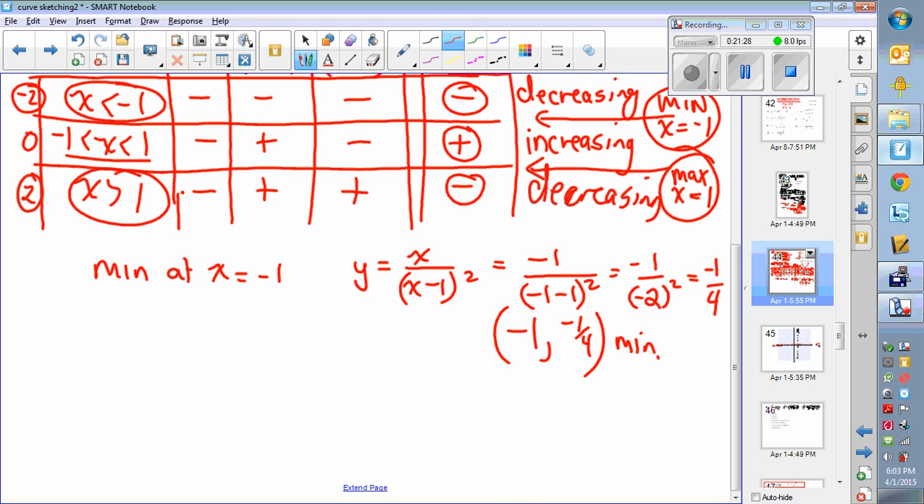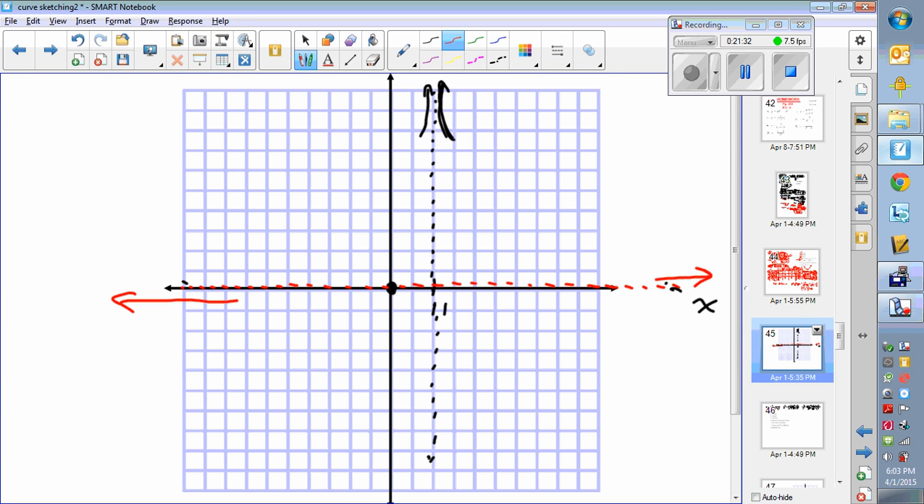So we found a point, let's put it in the graph. It's exciting stuff. At -1, -1/4, you got yourself a point, and that point is going to be a minimum. So it's got to be the lowest point this graph hits. So (-1, -1/4). You can label it right on there as the point if you feel like it. Okay, so there's a point.